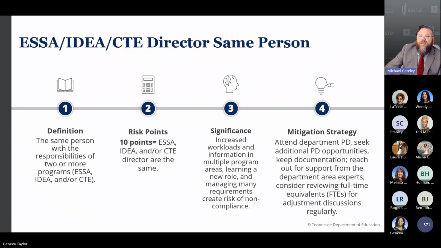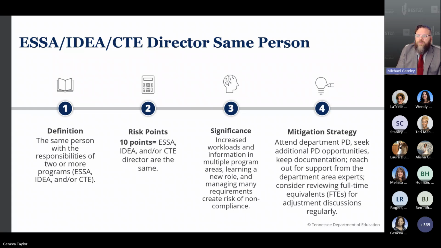For SIDA and CTE director, same person. The same person with multiple responsibilities or job roles is going to increase your risk of noncompliance there. You have 10 points if SIDA and/or CTE director are the same person. So if you have multiple job duties across the federal programs, that is going to incur more risk.